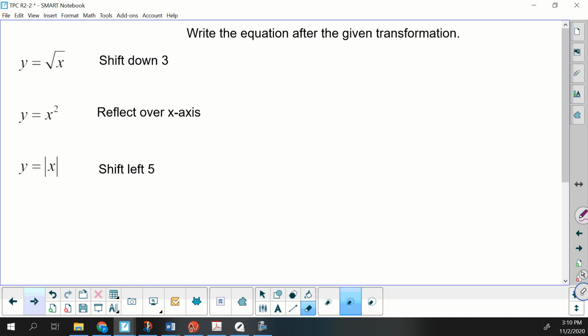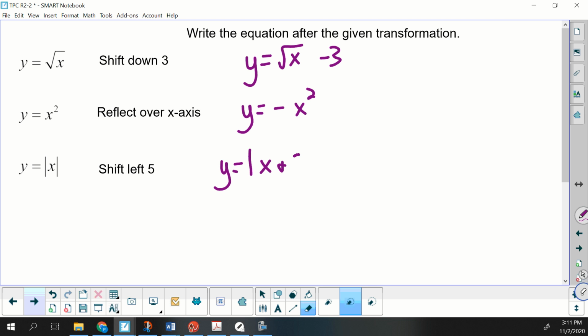And if we go to the next page, this would be page 9, we want to write our equations based on the parent function. So shift down 3, we would want a minus 3 on the end. So square root of x, and then minus 3 on the end, not inside. If we reflect over the x-axis, that means we want to negate the y, so that would be out front, so minus, and then x squared. And if you shift left, you'll add to x. So we'll have y equals absolute value, x plus 5.